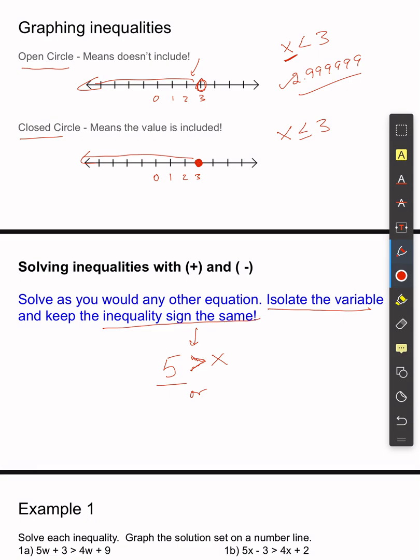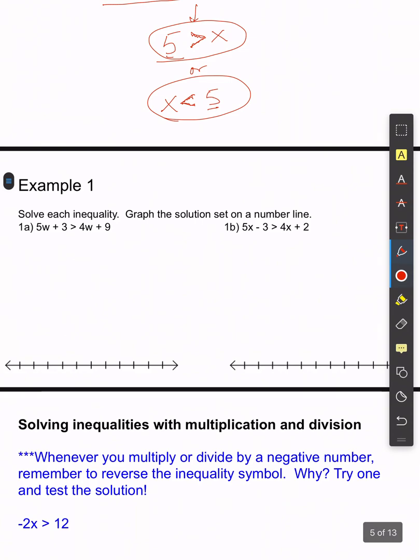So if this is a true statement, then if I want to write the x first, notice that the inequality sign does change, but this means the same thing because the alligator here is eating the 5 just like it was here. All right, so let's do some examples of that.